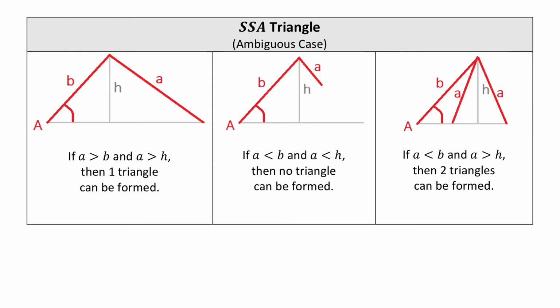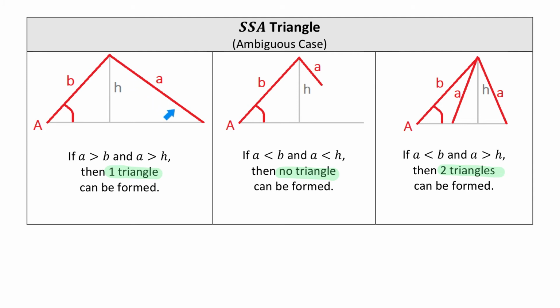Now let's talk about the ambiguous case, side, side, angle, triangle. Here we have three cases, and in each case we are given two sides A and B. We are also given angle A that is opposite of side A. So when we are given two sides and one angle that is opposite of one of these sides, we may be able to form one triangle, we may not be able to form any triangle, or we may be able to form two triangles. In the first triangle, we have side B, side A, and the height of this triangle.